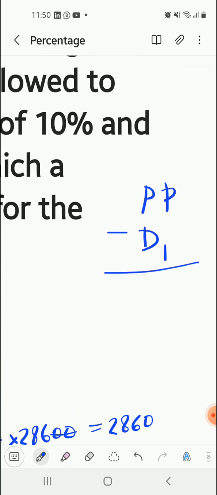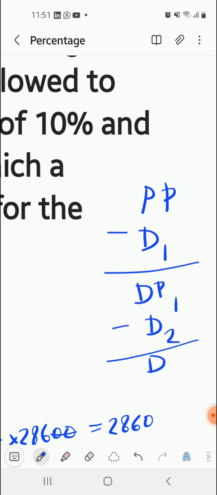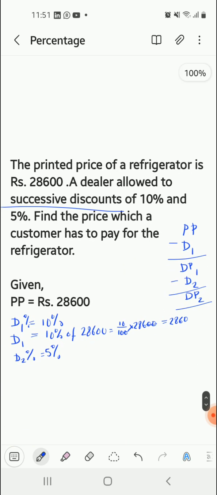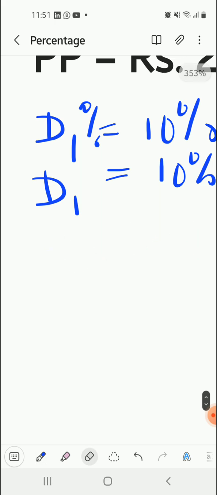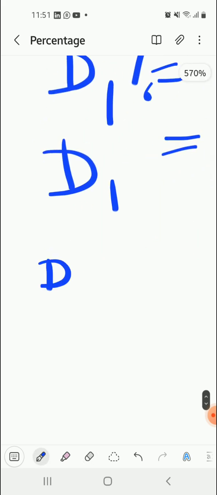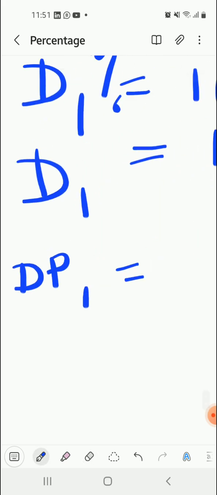Whatever is left, that is the discounted price 1. From here again, the next discount will be deducted, and then we get the final discounted price, that is DP2. So over here, we first have to find the first discounted price, DP1, I am marking it.